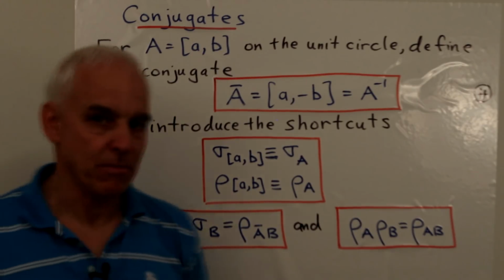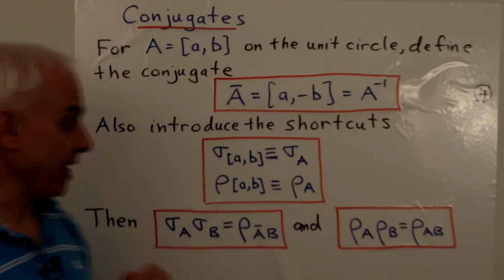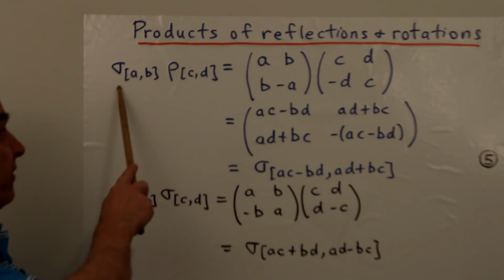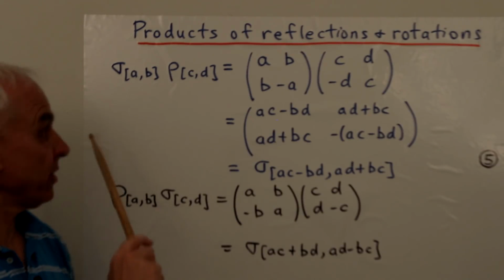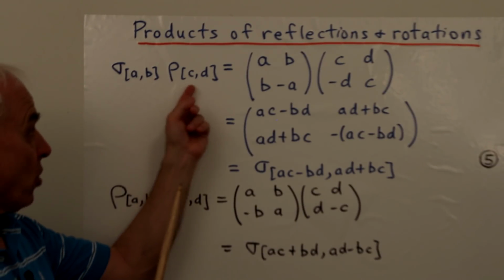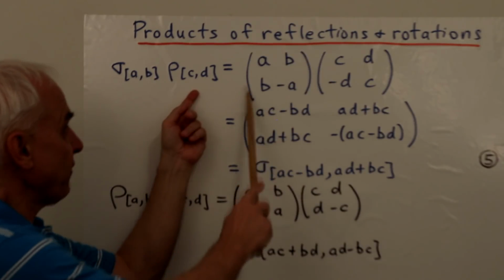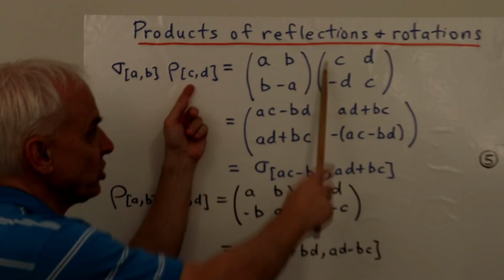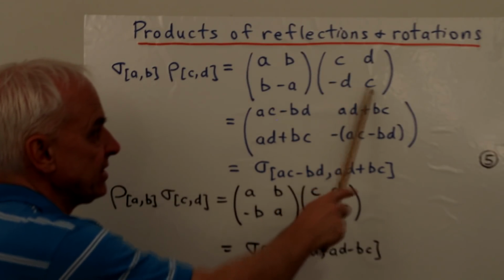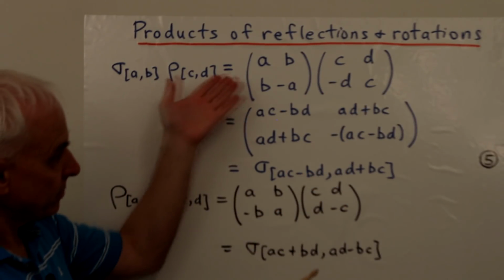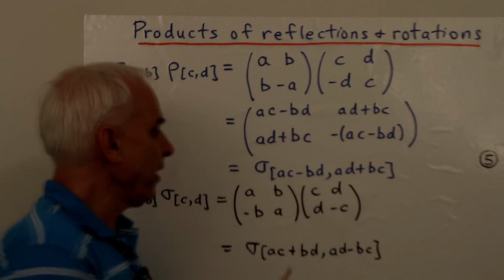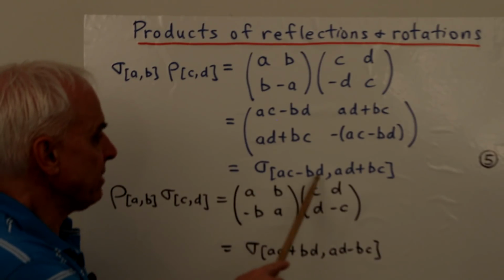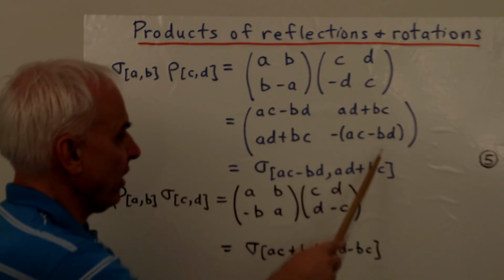Okay, so now we want to move on to what happens when we multiply reflections and rotations. Okay, so the order is going to matter. Let's start with a reflection followed by a rotation. So sigma AB followed by rho CD. There's the matrix for the reflection, AB, B minus A. And here's the rotation matrix, CD minus DC. Okay, you do the product, you get this matrix here, and you see that that's a reflection matrix indexed by AC minus BD and AD plus BC.